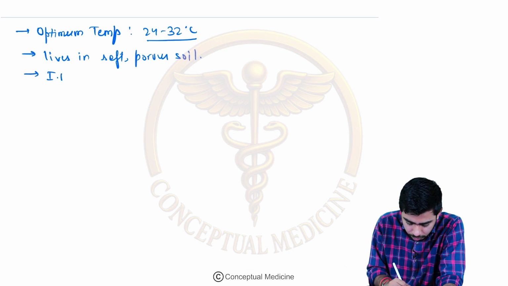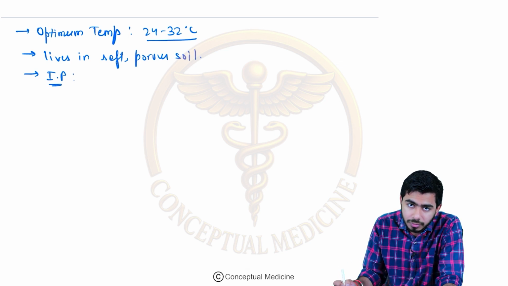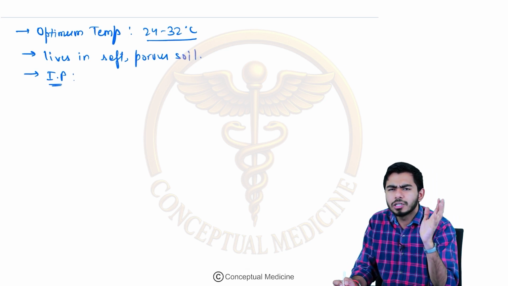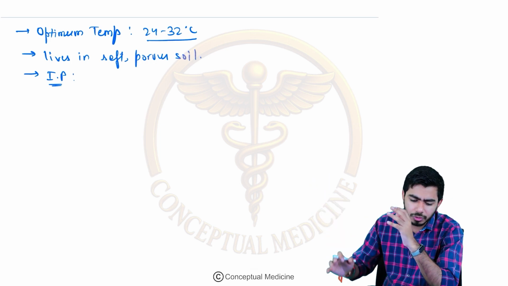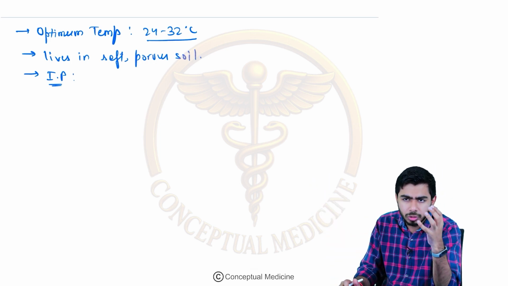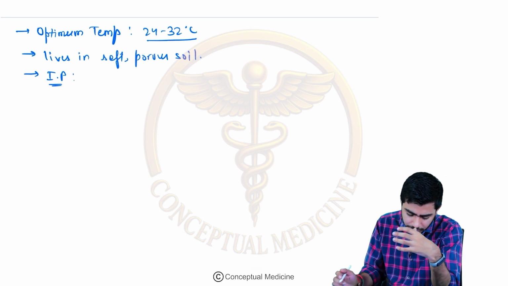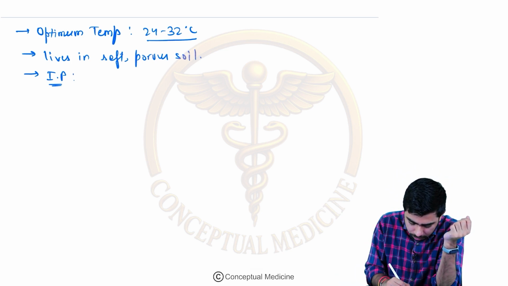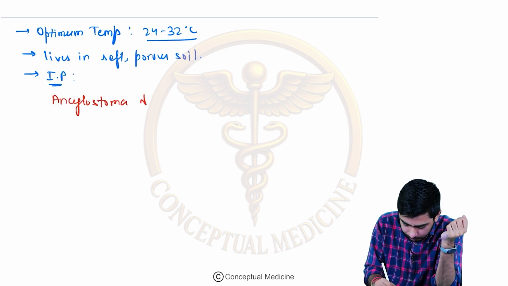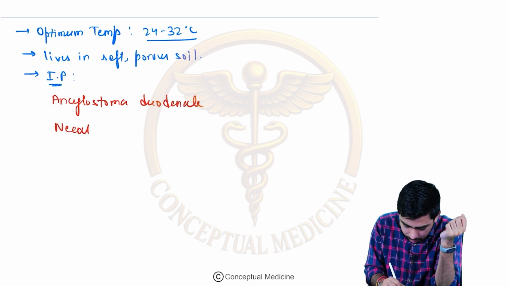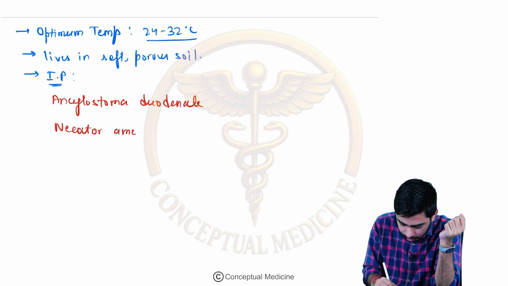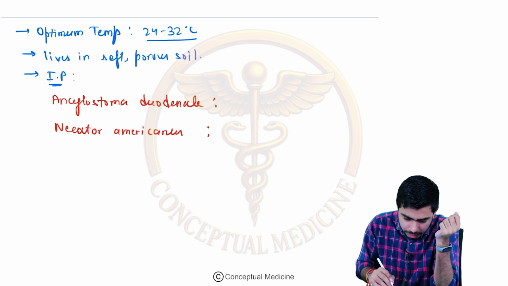Other thing, what is the incubation period as far as hookworms are concerned? For Ascaris, I told you it was around 18 days to weeks. Here two different incubation periods might be there, one for Ancylostoma duodenale and another for Necator americanus. So what are the incubation periods for these two? They might be asked separately.